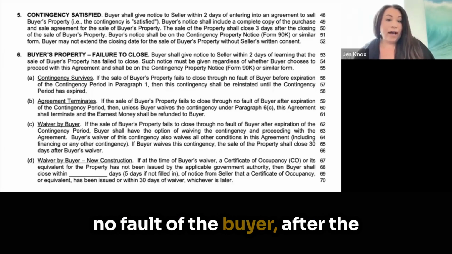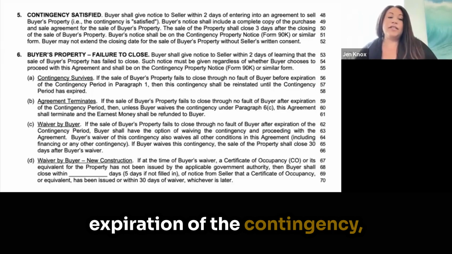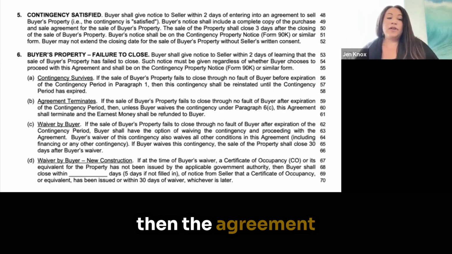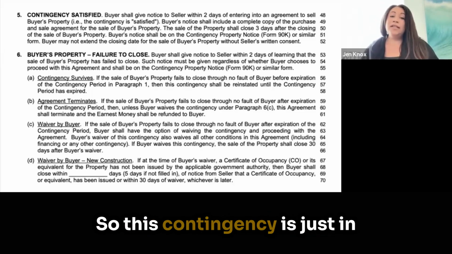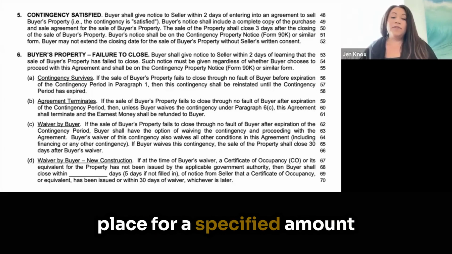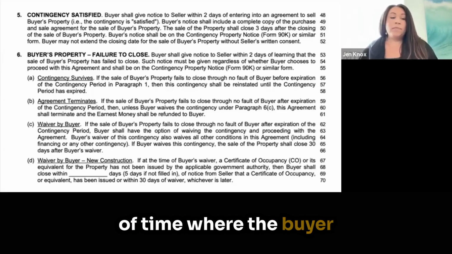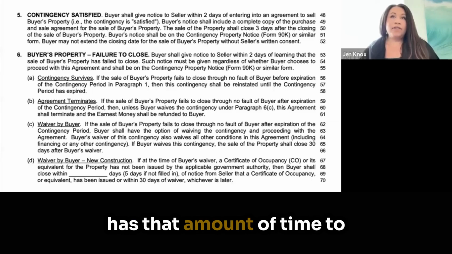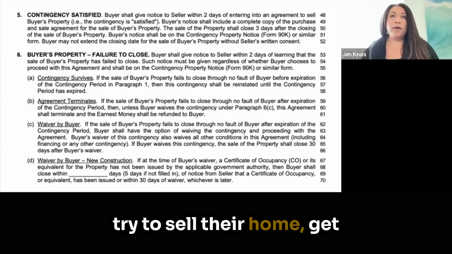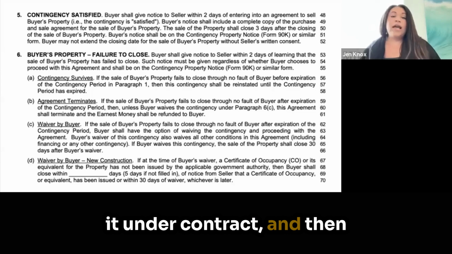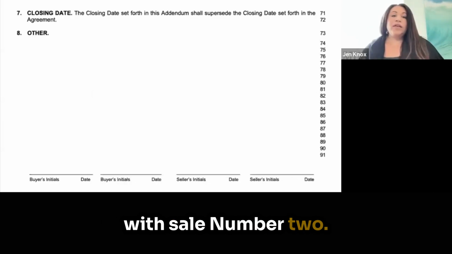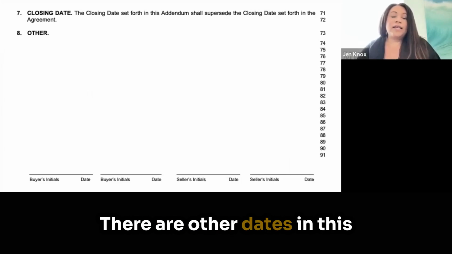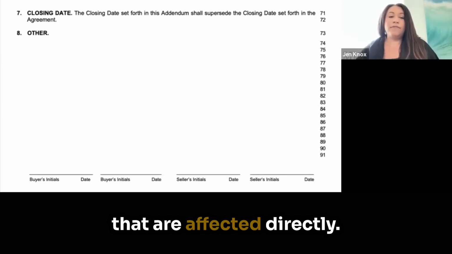Now, if the sale of the buyer's property, the departing property, fails to close, but for no fault of the buyer, after the expiration of the contingency, then the agreement is going to terminate unless this contingency has been waived. So this contingency is just in place for a specified amount of time where the buyer has that amount of time to try to sell their home, get it under contract, and then move towards a closing with sale number 2.